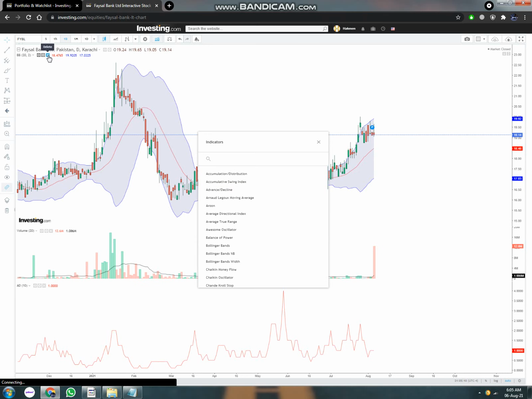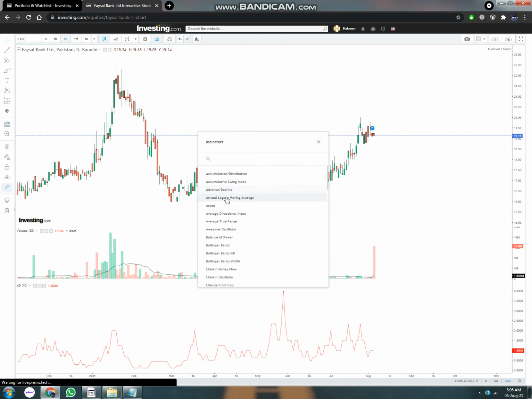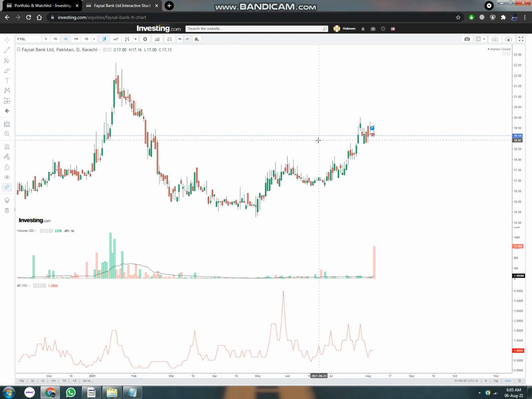So now let's move on to advance and decline. Now you can see at this point, I don't use this indicator that often, but let's try to understand this advance and decline. At these points you can see the stock advanced up but declined thoroughly. So it just shows you how the stock is doing, in this case how it is performing.